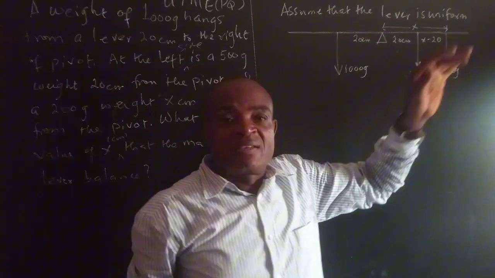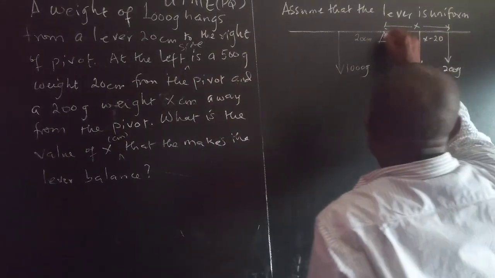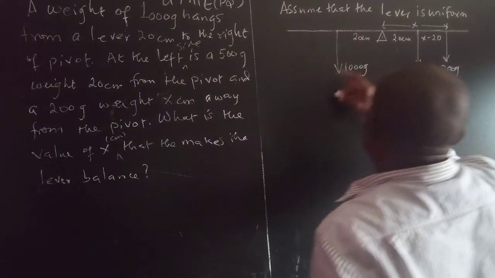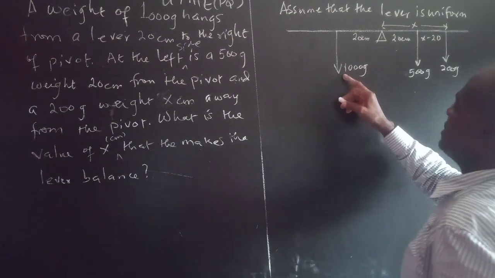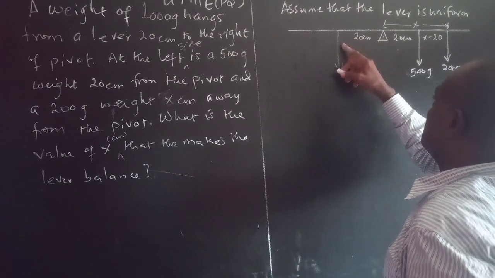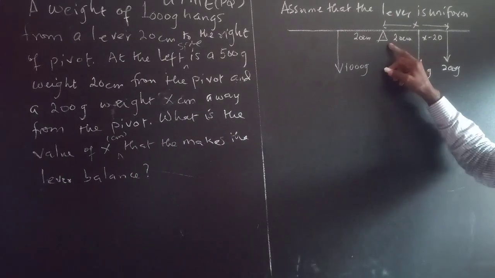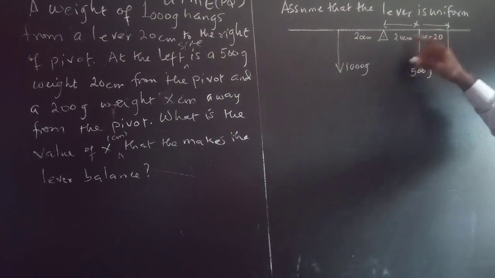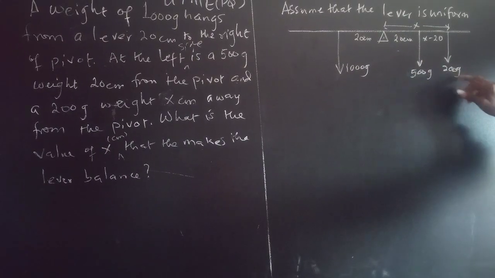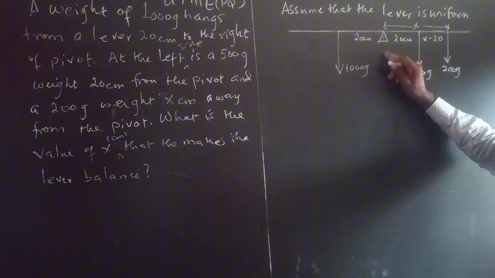This is the representation. This is the pivot. And then they say to the right of the pivot, we have a weight of 1,000 grams, 20 centimeters away from the pivot. And then we have a weight of 500 grams, which is 20 centimeters away from the pivot. Then they told us that a weight of 200 grams is x centimeters away from the pivot.